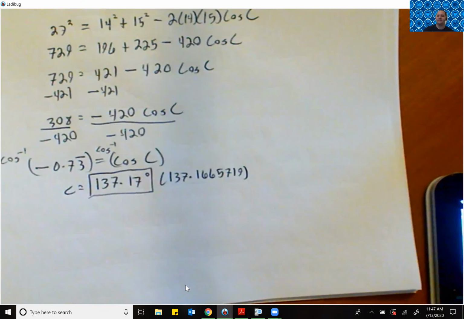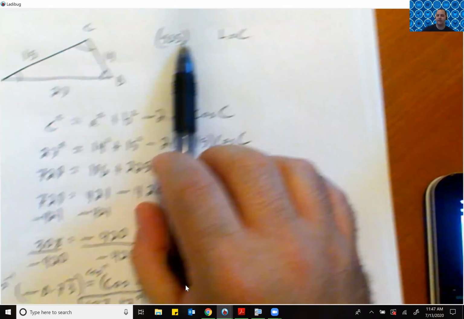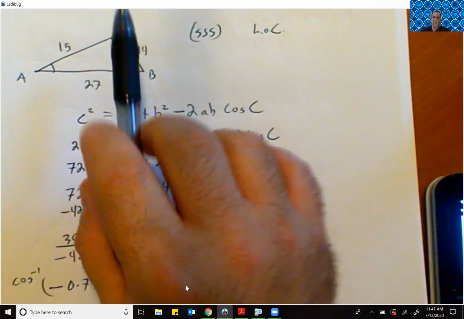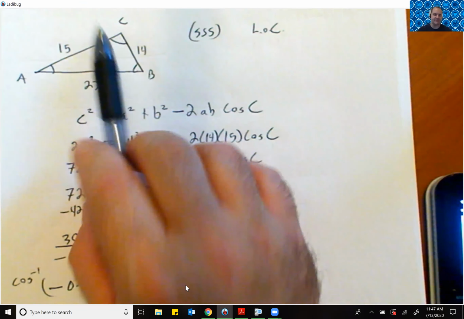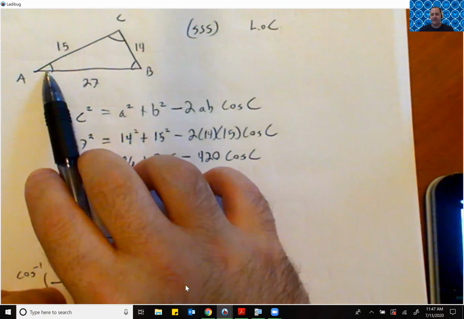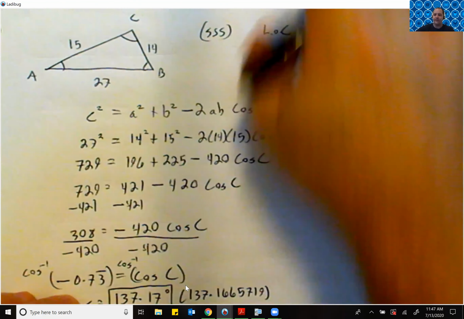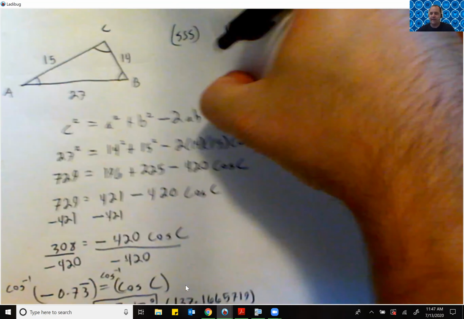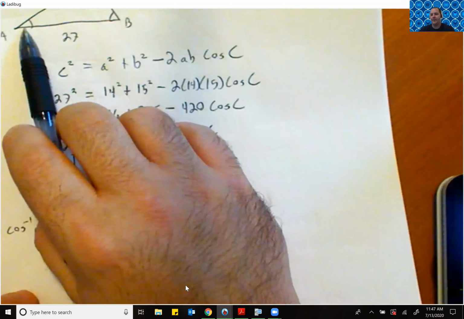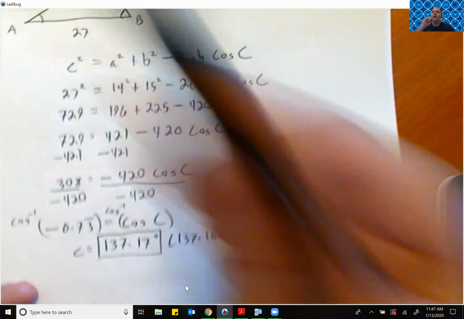So when it comes to side, side, side, when you do law of cosines, you want to find the biggest angle first. Now we will use law of sines, but the cool part here is you don't have to worry about which angle you find next. It doesn't really matter which angle you find next. So we can either find A or B. I'm going to go ahead and find B, and then we'll get A in the end.